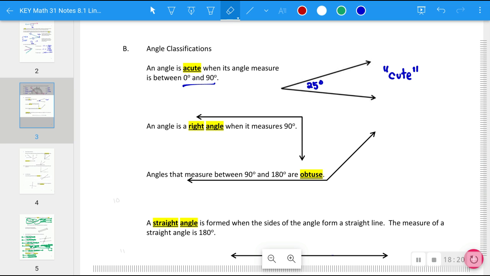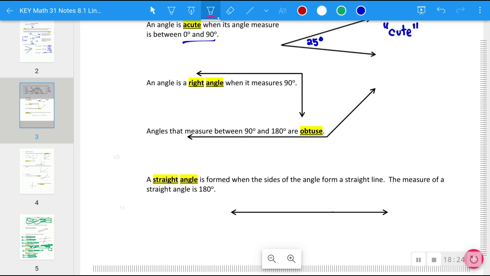Okay, then we have a right angle. A right angle is always 90 degrees, and this 90-degree corner is very common in modern society. We cut paper with 90-degree corners routinely. The corners of cabinets and tabletops are 90 degrees. We have streets that cross each other at 90 degrees. It's a very commonly used angle.